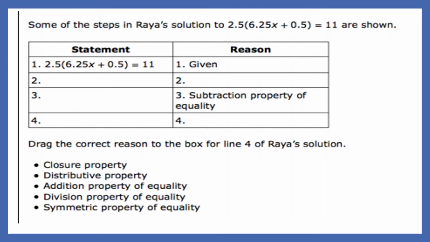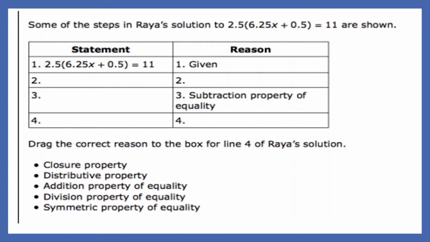Okay, let's review really quickly the algebraic properties that we may need. This is a sample question of what it could ask you to do to find the rest of this little proof or justification. It says some of the steps in Reyes' solution to 2.5 times (6.25x plus 0.5) equals 11 are shown. Drag the correct reason to the box for line 4.